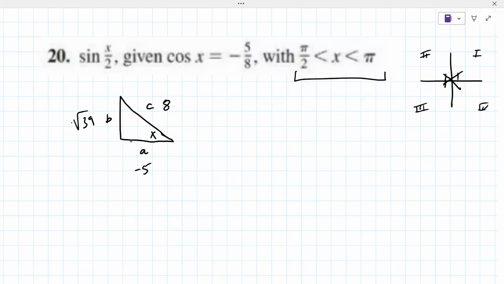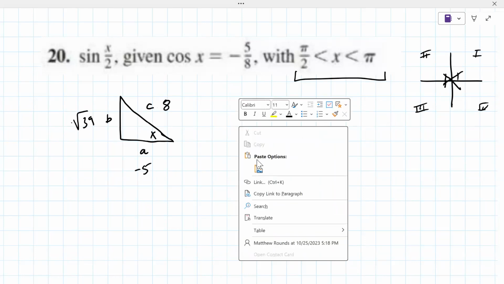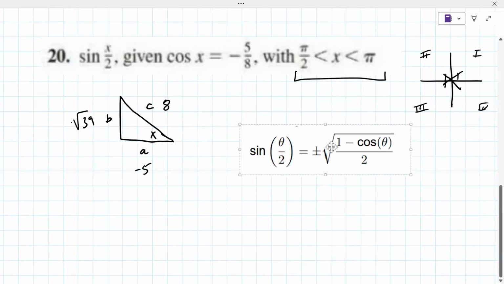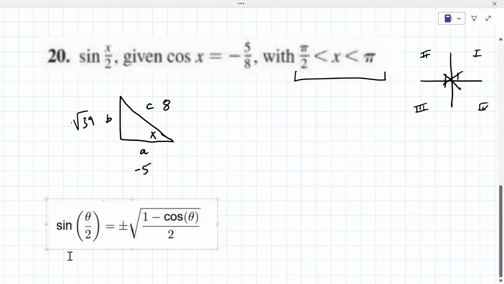Positive. Okay, good. All right, now this is where we have to go back up and know those formulas for sine of x over 2. I doubt you're given those, so you'll have to memorize them. And notice they all rely on cosine. All right, so there's two pieces to this. The first piece is the part inside the root. The second piece is the plus or minus. Okay, so we'll start with the part inside the root.